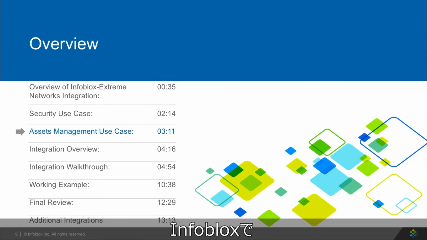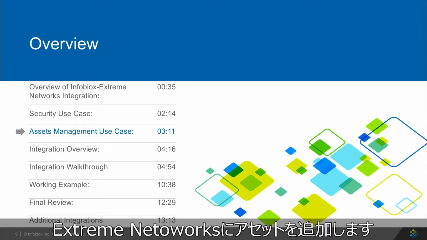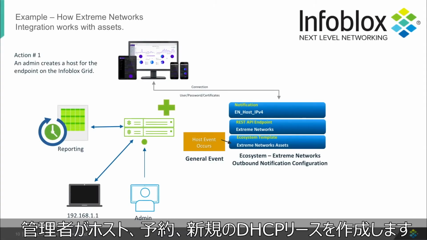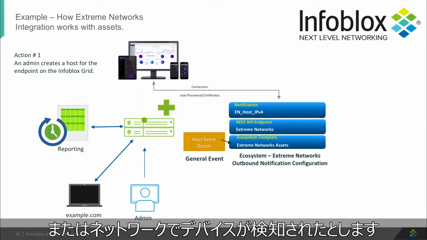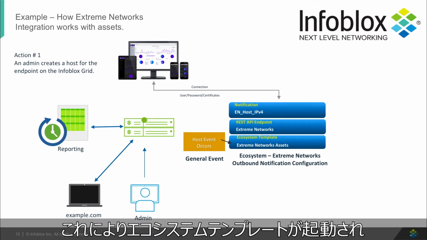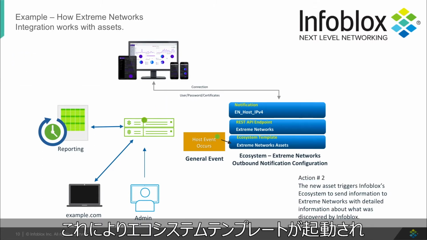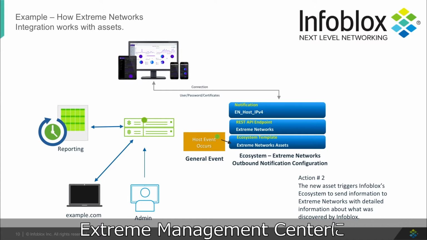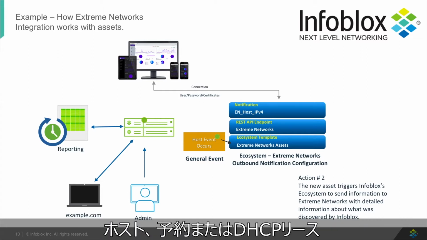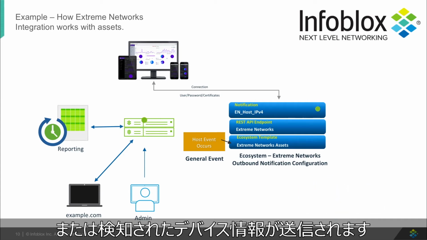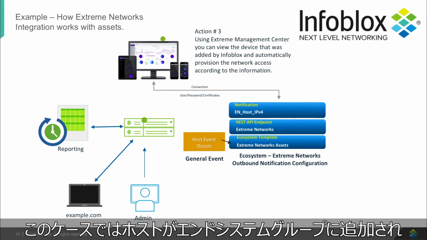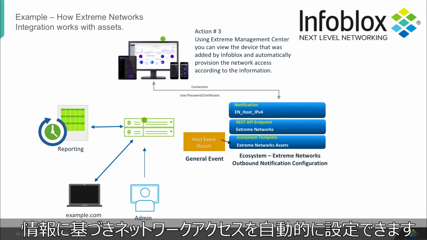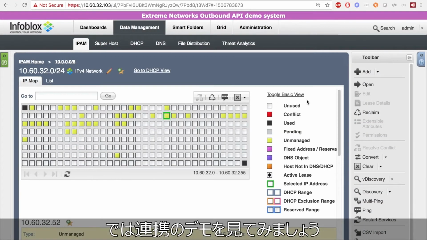Let's look at a use case where Infoblox can add a new asset to the Extreme Networks side. Here, an admin creates a host or reservation, or a new DHCP lease is obtained, or a device is discovered on the network. In return, this causes the ecosystem templates to be triggered, sending information to the Extreme Management Center with information about the host, reservation, DHCP lease, or discovered device. Finally, in this case, the host is added to an end system group, which you can use to automatically give network access according to the information. Now let's see that integration in action.